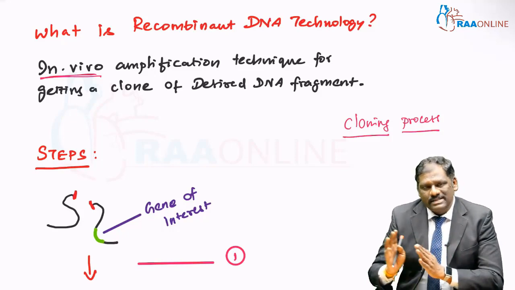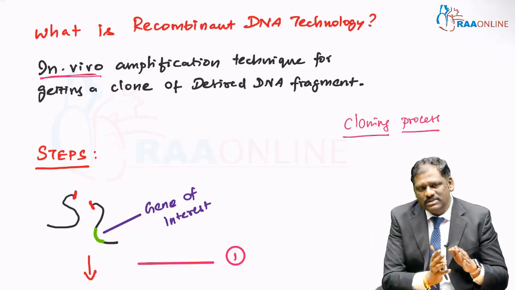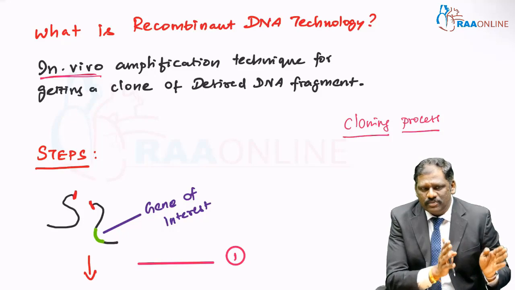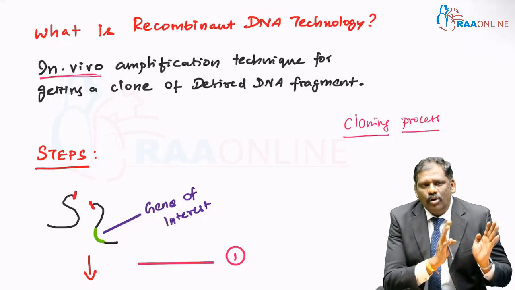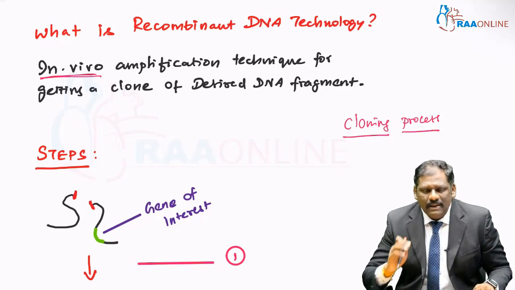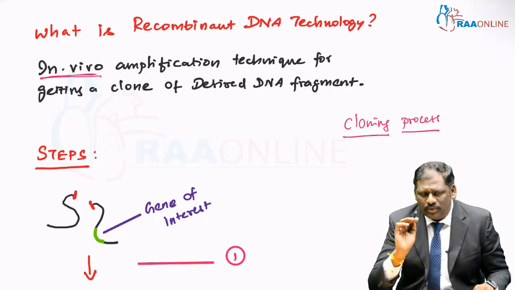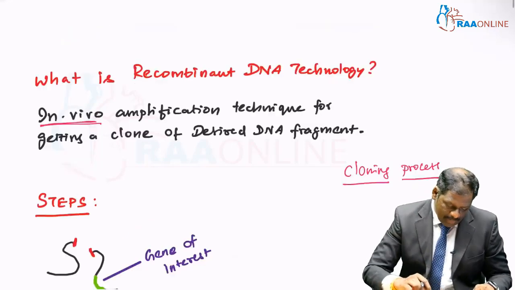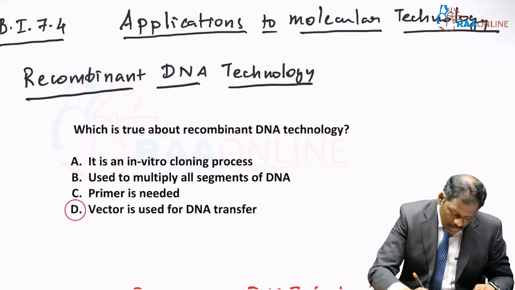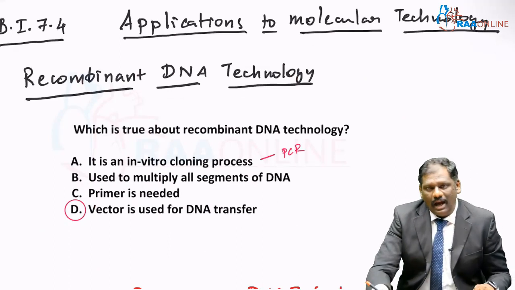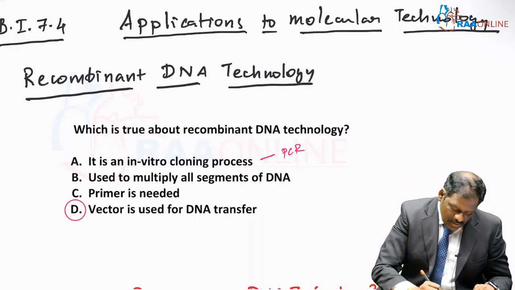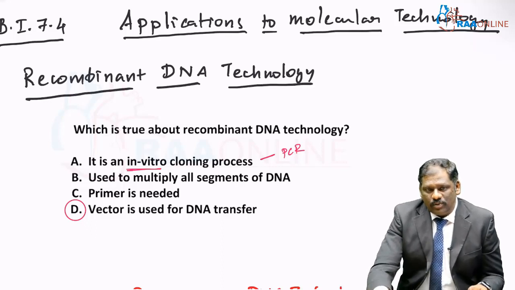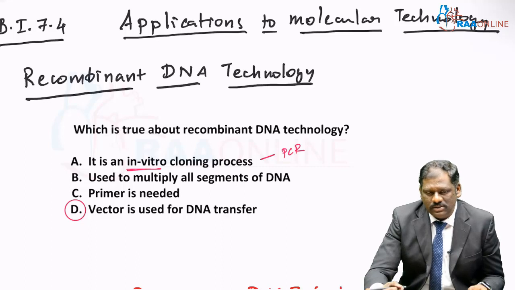If instead of cell based cloning, the cloning is carried out in vitro, that is inside a lab, inside an instrument called a thermocycler, this is called polymerase chain reaction, otherwise called PCR. So are you clear about the difference, guys? PCR is in vitro amplification. It is an in vitro cloning process. Whereas recombinant DNA technology is an in vivo cloning process. It is a cell based cloning process.